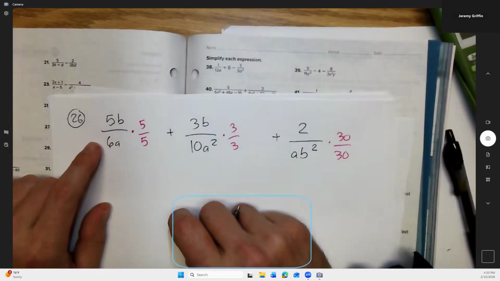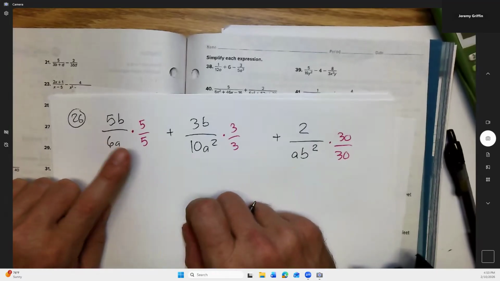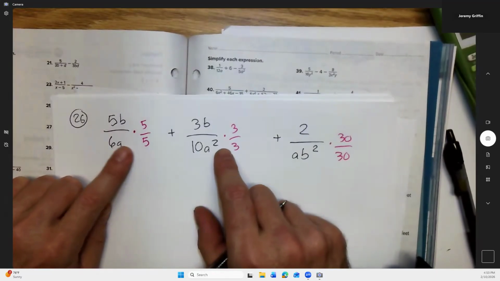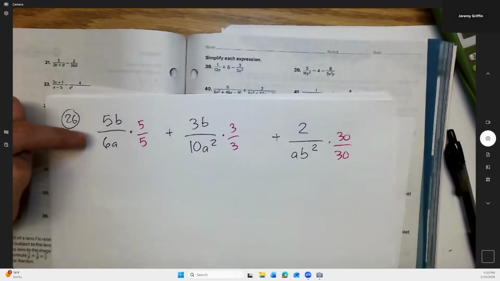If you thought about that from prime factors, 6 is 3 times 2, 10 is 5 times 2. So the one on the left needs a 5, the one on the right needs a 3. Maybe I should have explained it that way. But there's some other stuff.